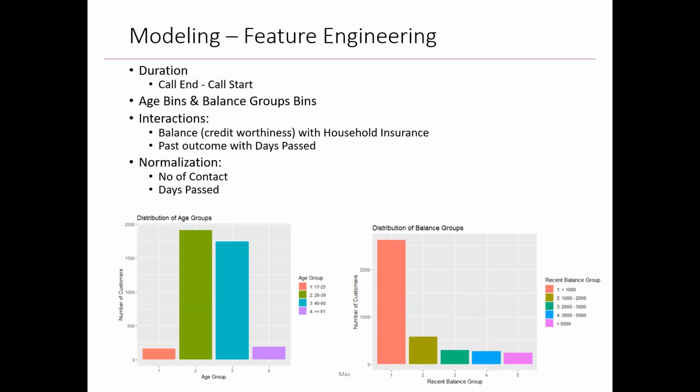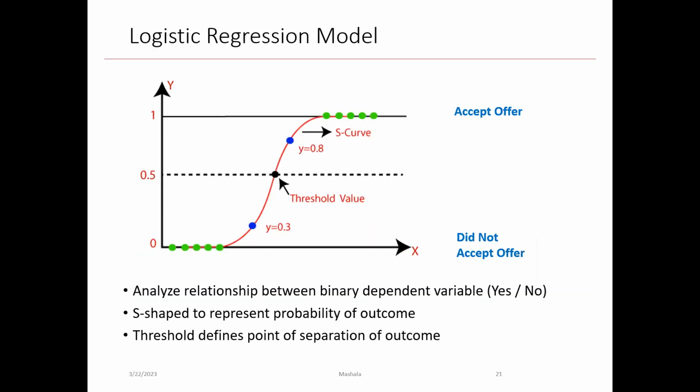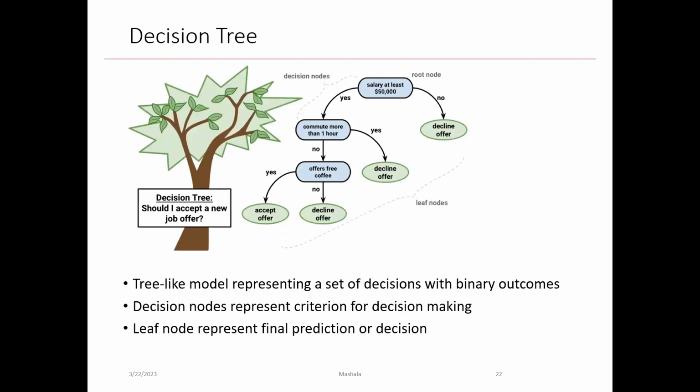Feature engineering included additional features such as duration, age bins, interaction between different variables, such as the balance and creditworthiness, and normalization of some of the numerical variables. The logistic regression model analyzes relationships based on a binary dependent variable, yes or no. It's S-shaped, and you look at the probability of the outcome with a threshold specified, generally at 0.5.